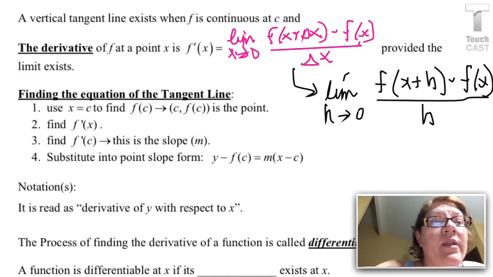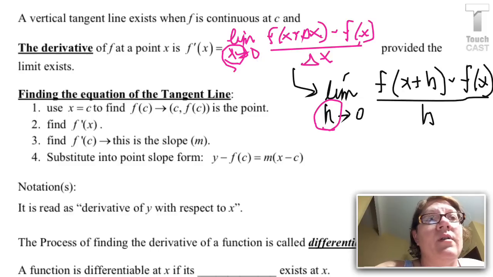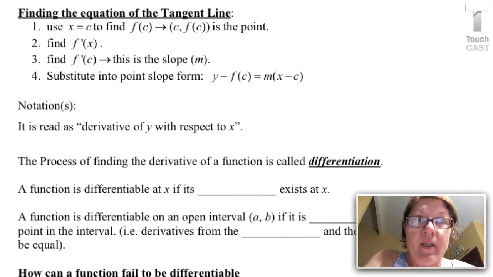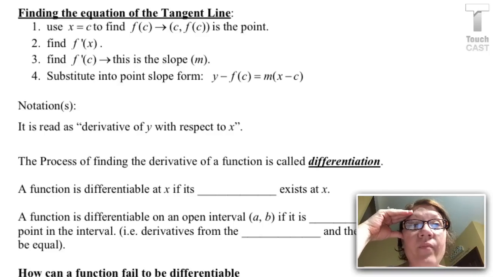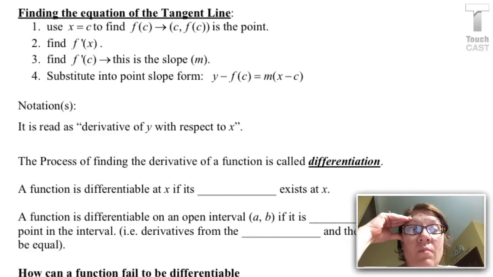And since I'm calling that h, then I want h going to 0, where before it was, actually should have been delta x going to 0. Okay, so now this next set of directions looks a lot scarier than it is. However, I will tell you that some of you were still struggling with writing the equation of a line, which we discussed in the preview chapter. And so this is going to bring back into your memory bank how to write the equation of a line.